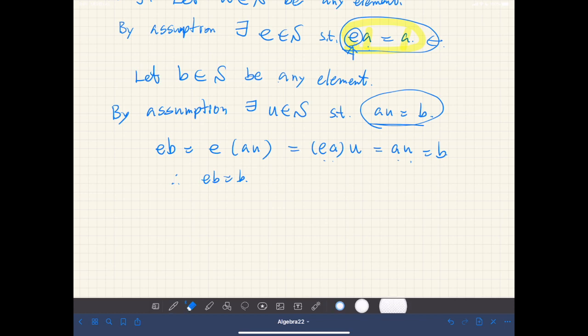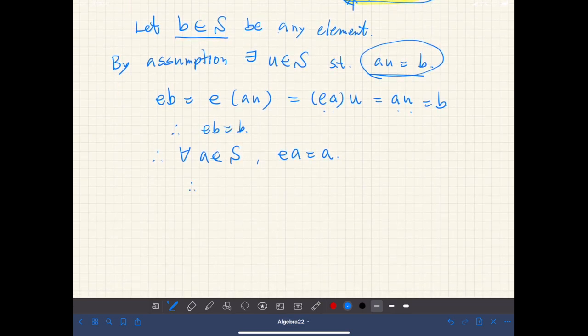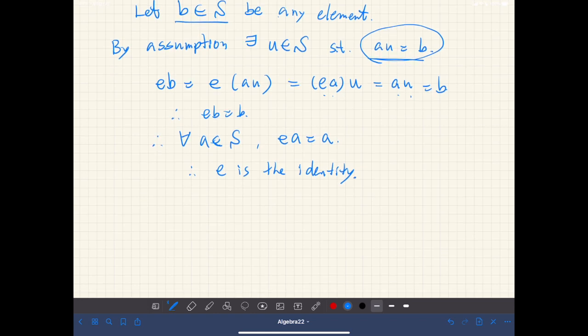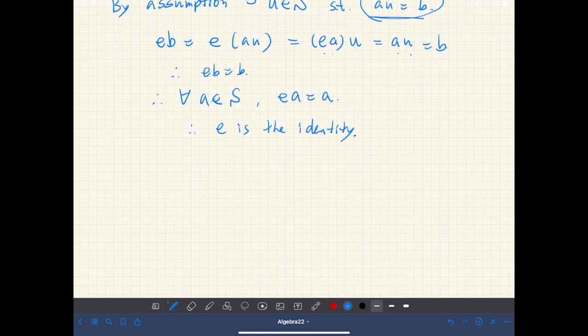So, but this B was any element. So, therefore, for any element, let's say A in S, we have EA is equal to A. Therefore, E is the identity element. Okay. Now, next we prove the existence of the inverse element for each element.